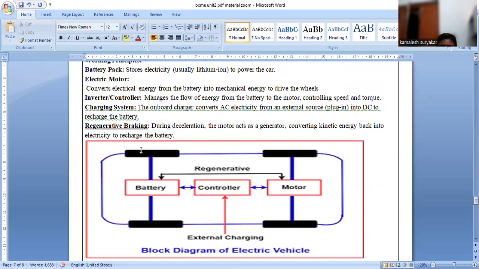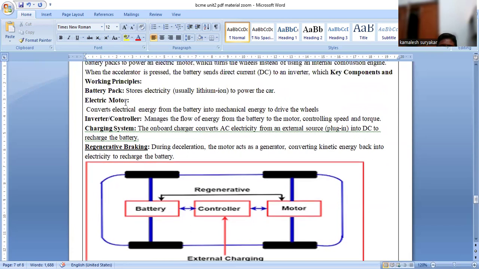It is definitely a working principle. If you are taking what is happening here, you have some key components. What are the key components? The battery pack, which stores the electricity and is made up of lithium ion to power the coils. Other things are not possible; only this is used here.